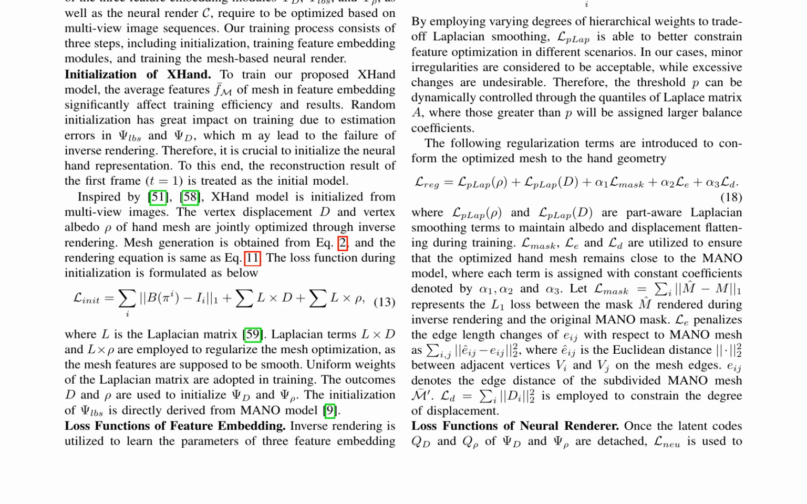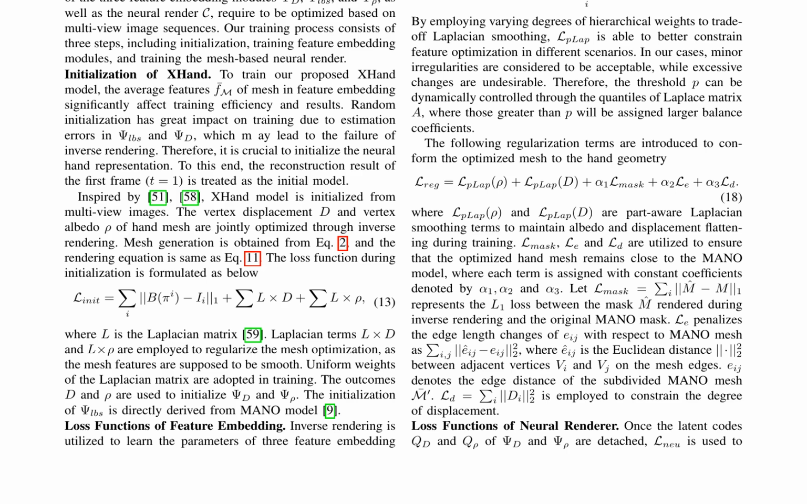The neural renderer C is trained to generate personalized hand representations from the latent codes, and the loss function L_NU is designed to minimize the errors between the generated images and the ground truth images. The use of hierarchical weights in the part-aware Laplace smoothing term L_P-lap allows for better constraint of feature optimization in different scenarios. The threshold P can be dynamically controlled through the quantiles of the Laplace matrix A, allowing for more flexible regularization.